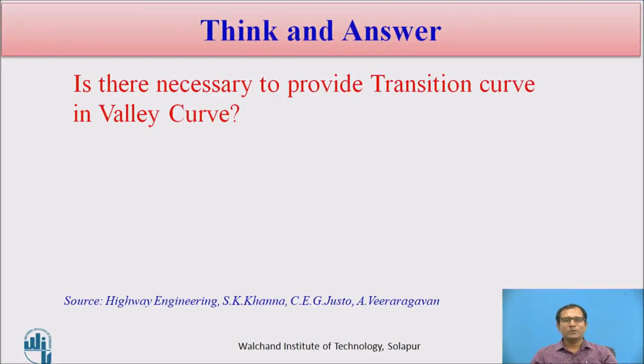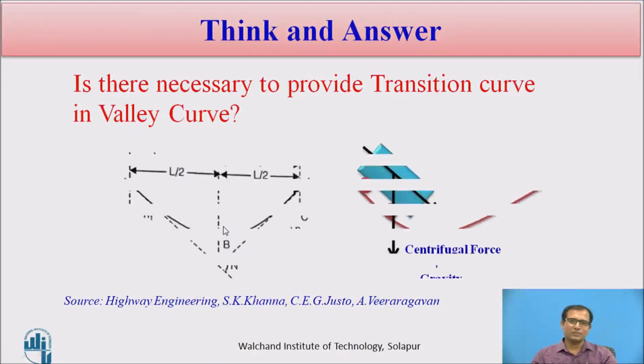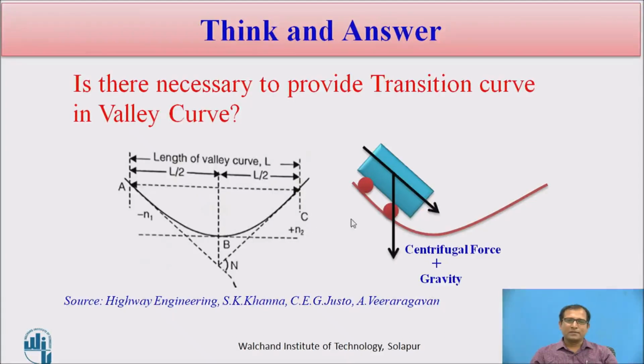I hope you were able to write the answer. Let us discuss the correct answer. A transition curve is required in the valley curve. The reason is that the centrifugal force along with gravity acts in the downward direction when the vehicle is moving at higher speed in valley curves. When centrifugal force and gravity act downwards, this causes additional pressure on the wheels, that is the tires, as well as the suspension system of the vehicle.